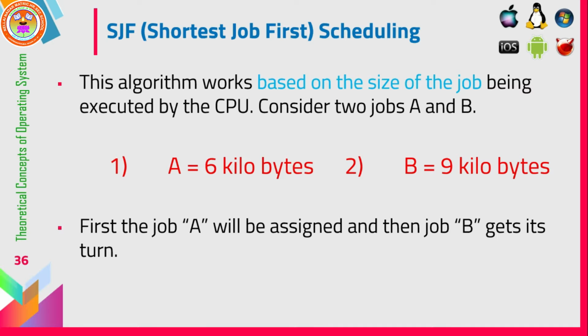See the example. Consider two jobs, A and B. A is 6 kilobytes, that is the size of the job, and B is 9 kilobytes. Comparing these jobs, which one needs the least memory space? The first one, A. So A will be assigned first, then B. This is the concept of the shortest job first scheduling algorithm.